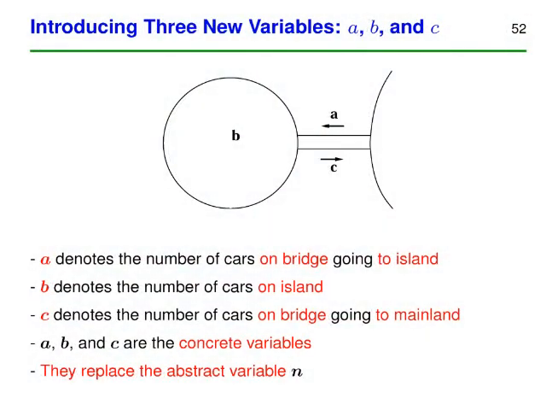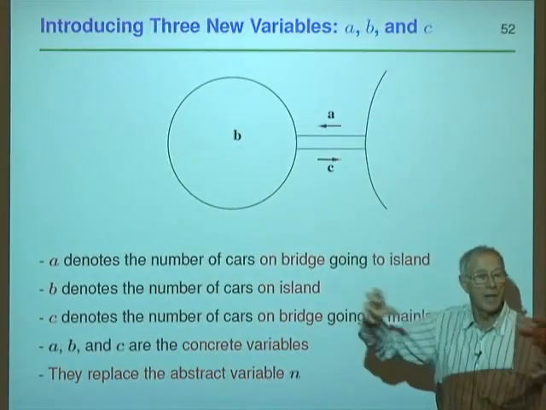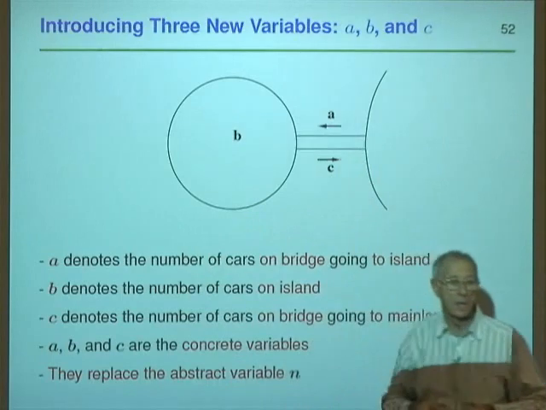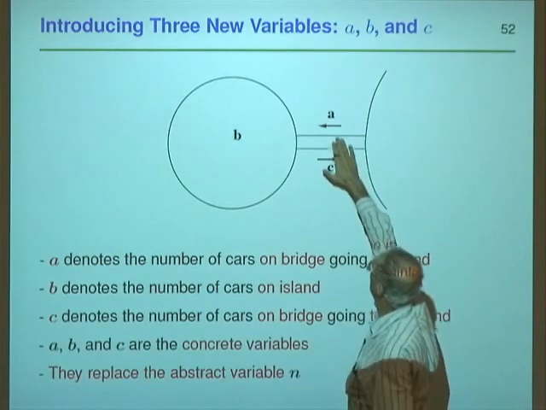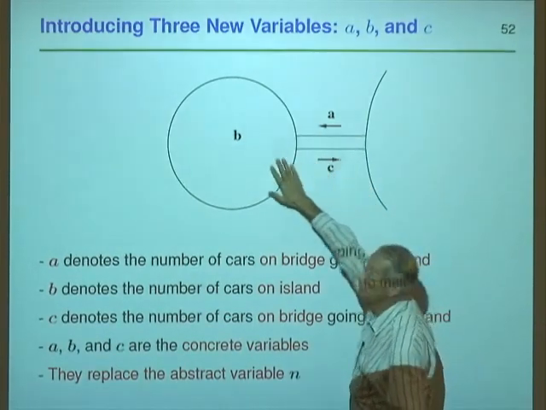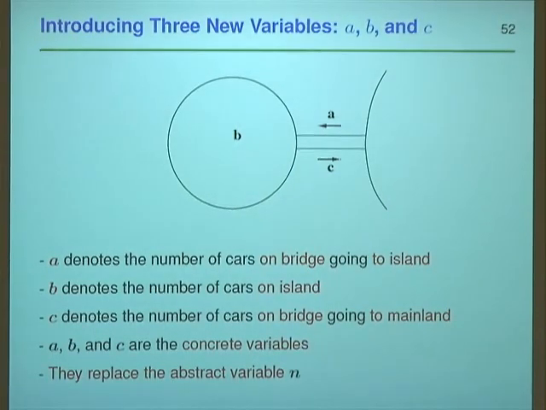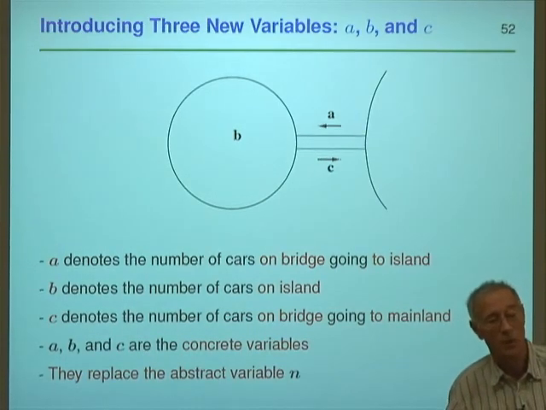Before, in the abstraction, we had N, which was on the so-called compound island bridge. N was the number of cars on it, and now we cut N into pieces: the cars going here, the cars going here, and the cars here. So the justification is that we have a situation, a zoom, that is more precise. We have A, B, and C, but it must correspond to the abstraction. So certainly A plus B plus C is equal to N.